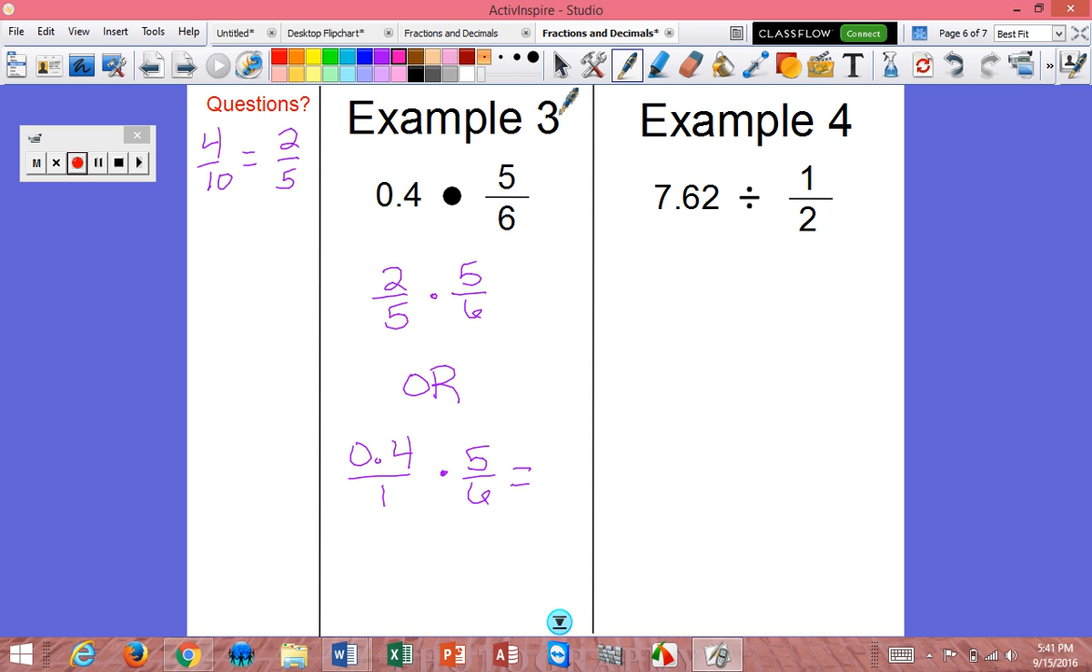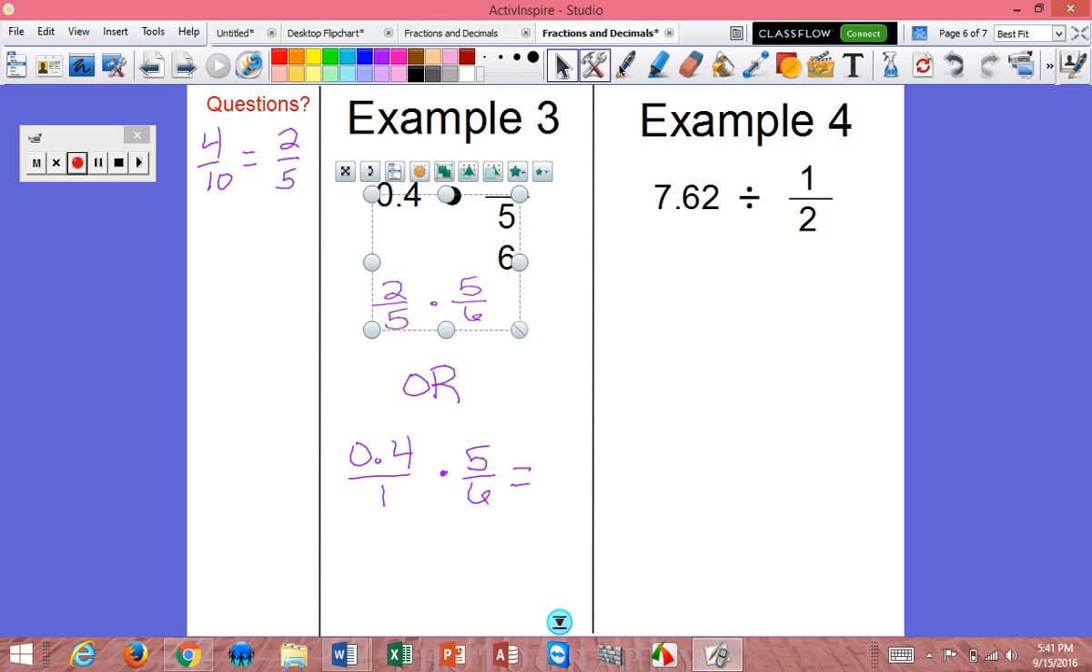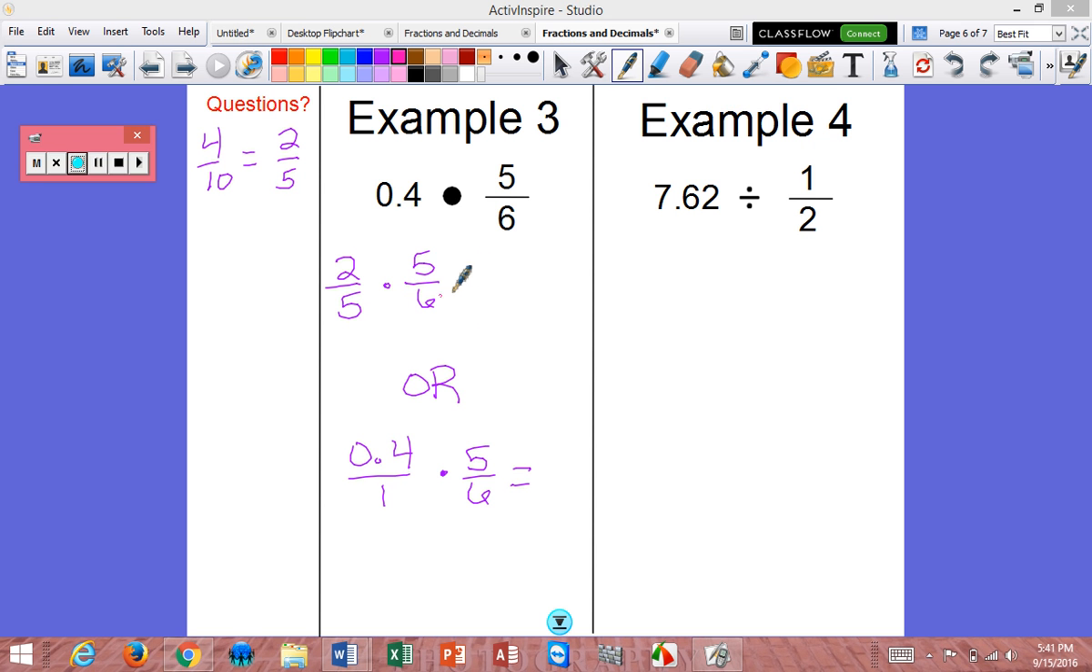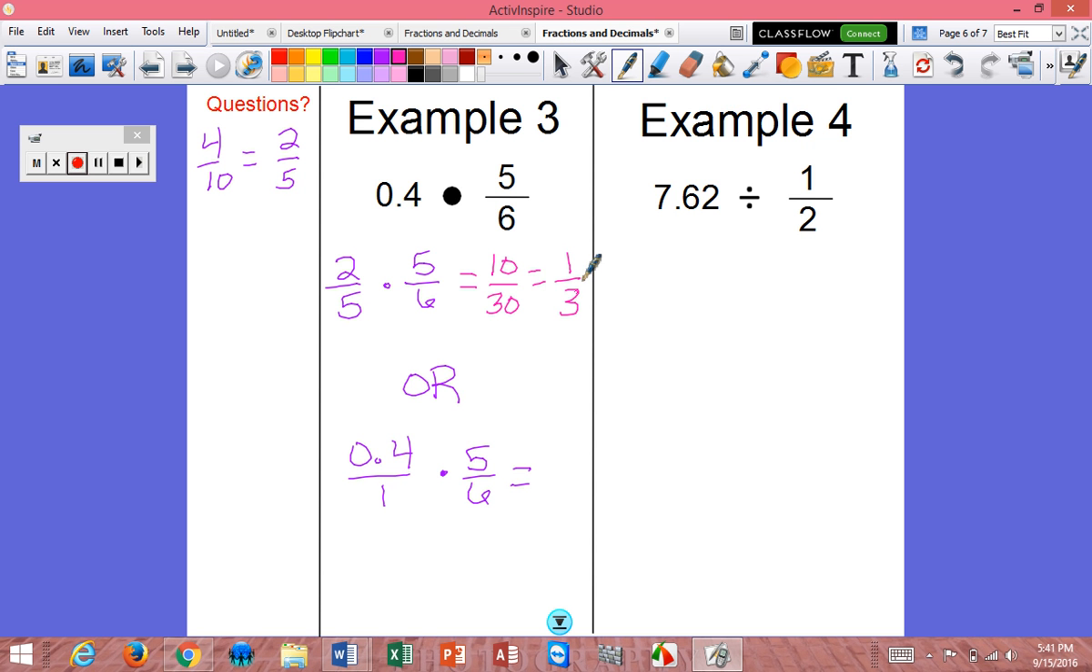And I'm going to move that over so I have a little bit more space to write with. Okay, there we go. So I'm going to multiply the numerators. 2 times 5 is 10, and 5 times 6 is 30. I can reduce this by 10, and that would be 1/3.